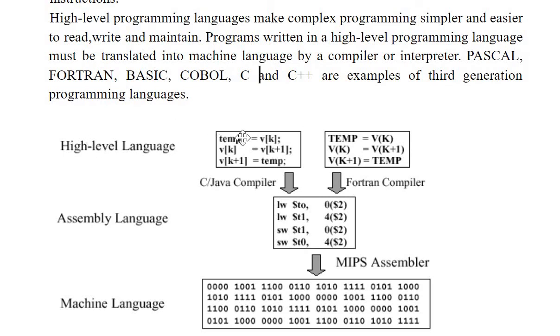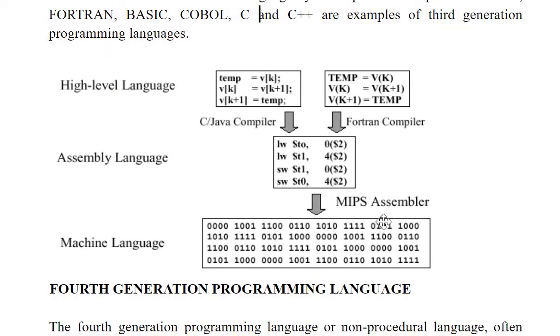You can see here this high level language. For C, Java, Fortran, the compiler is used to convert it into assembly language, and then the assembly language is converted into machine language using the assembler.